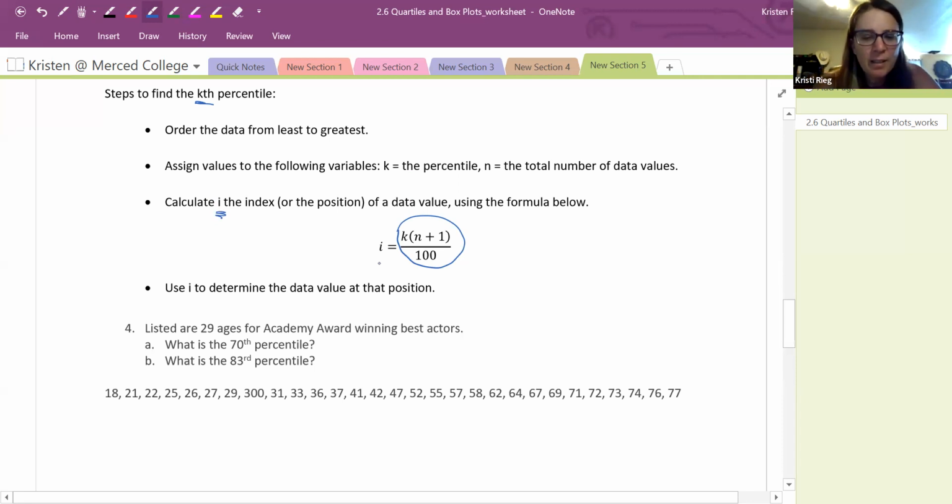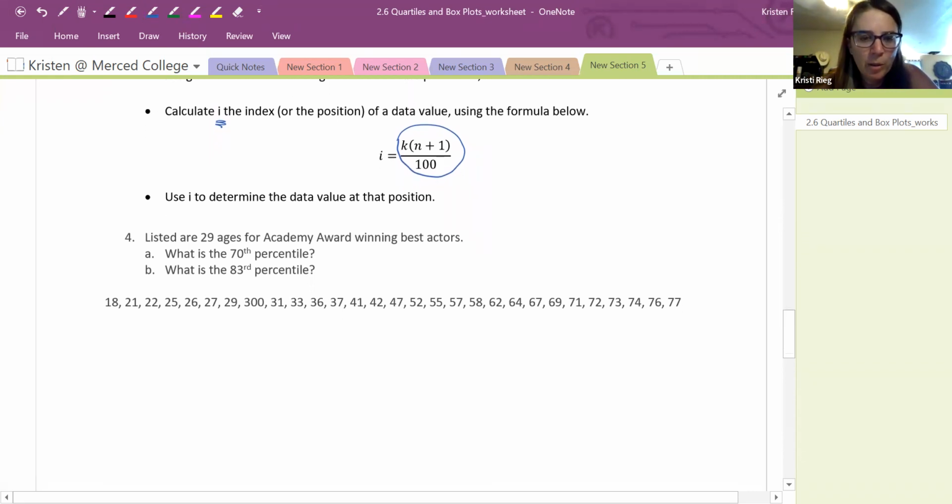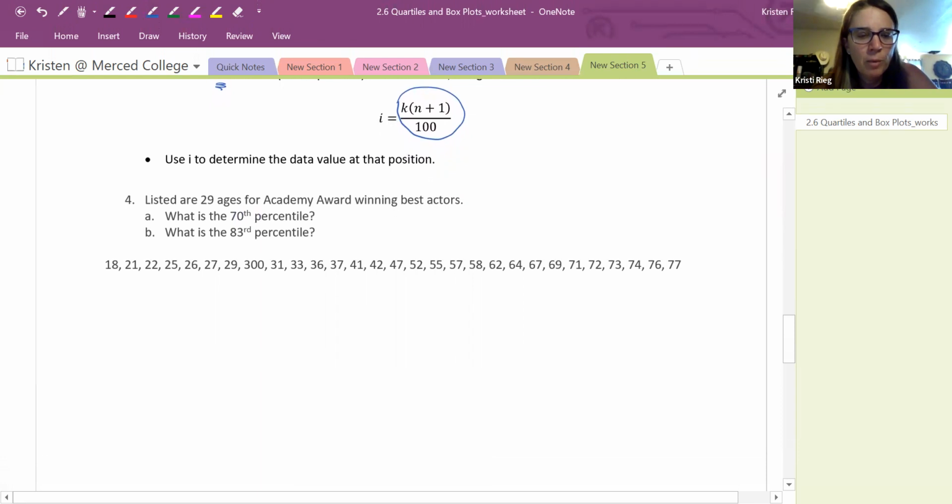Here, since there's 29, I made sure to put these in number order because that would take forever. But the first thing you need to do is put your numbers in number order. And it's asking for the 70th percentile. So we have two problems for the same one. In other words, I need to know which number is in the 70th percent of this list. If it was halfway, I would just count halfway. That one's easy, but 70, where does that fall? So we are going to figure out what spot that's in by calculating I.